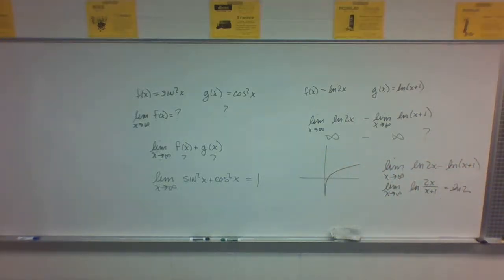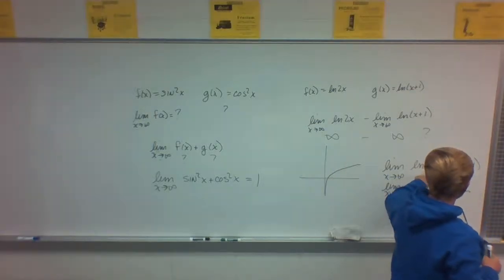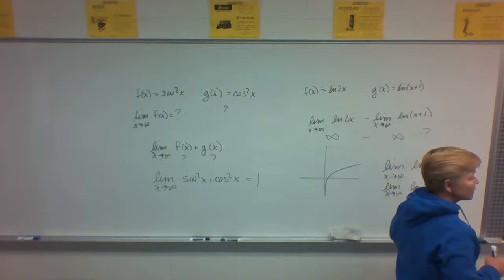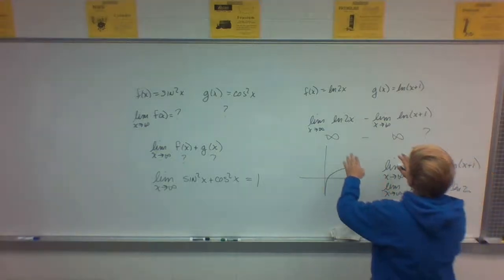So you're saying that the limit as x goes to infinity is the natural log of 2? For this function, for the difference of these two functions, yes. If you check it out, you'll see it. You type the equation y equals natural log 2 and y equals natural log 2 minus natural log x plus 1, and you will see that as it goes out, it will approach that line. But this didn't tell us that.